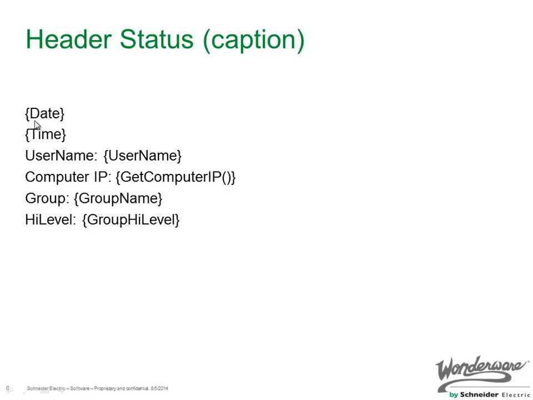So I'm going to put the date and time. Those are system tags, and by using those inside of curly brackets, it will show the value of those. Then I'm going to put just some static text that says username, a colon, a space, and then in curly brackets the username, and so on and so forth. The only one that's a little bit different here is get computer IP. You can see that it has parentheses in it. That's because it's a built-in scripting function, and that's how you note that, with the parentheses, just in case there are some parameters.